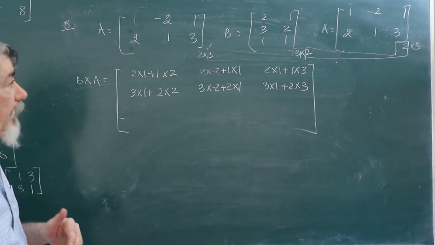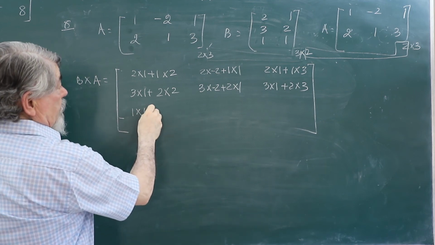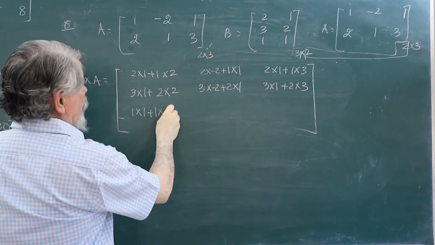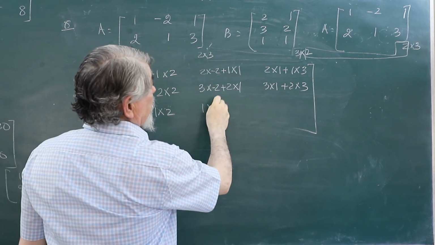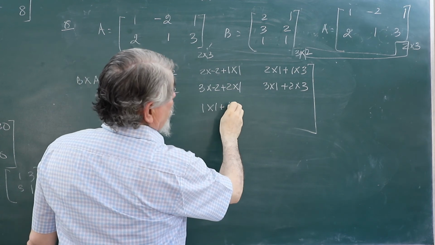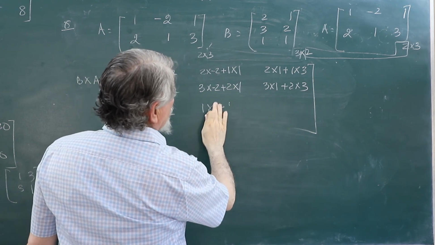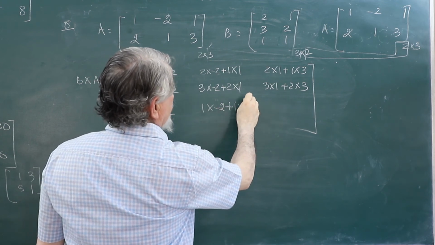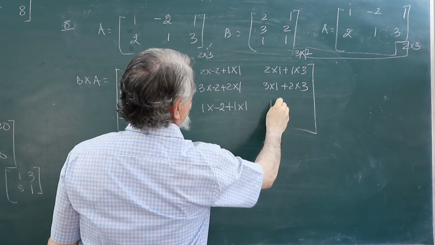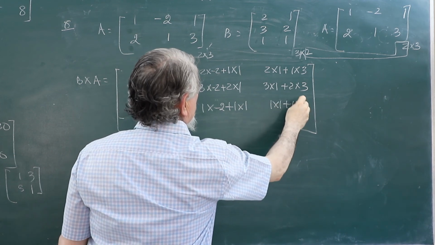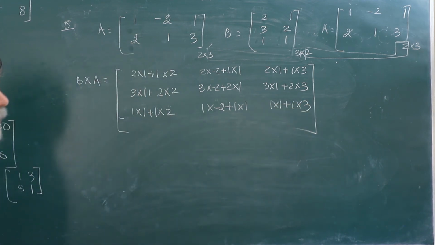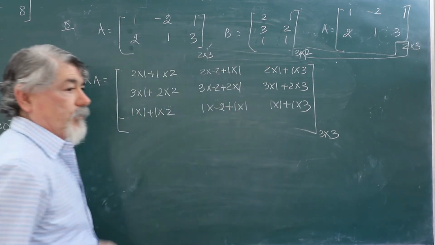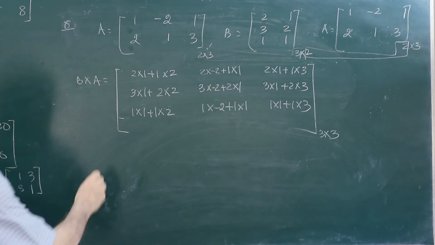Then 1 into 1 plus 1 into 2. The same process will be followed: 1 into 2. Then 1 into 1 plus 1 into, 1 into minus 2 plus 1 into 1, and then 1 into 1 plus 1 into 3. So the order of this matrix will be 3 into 3. Let us solve it.